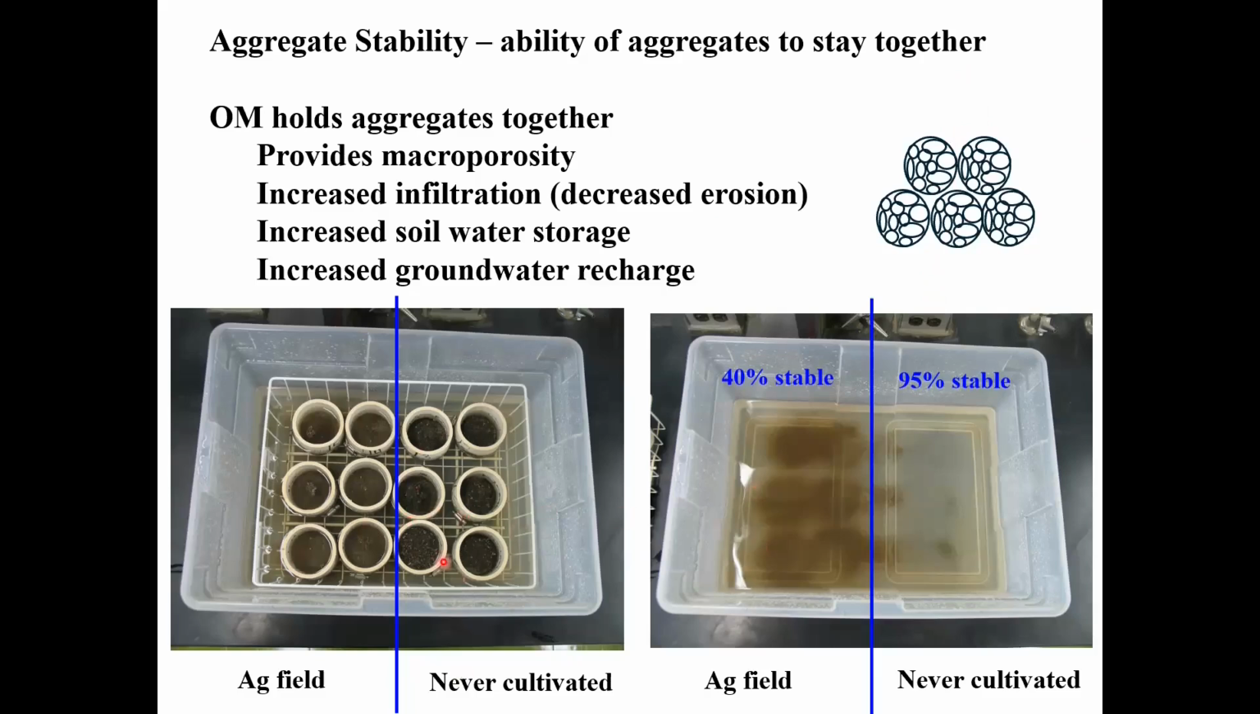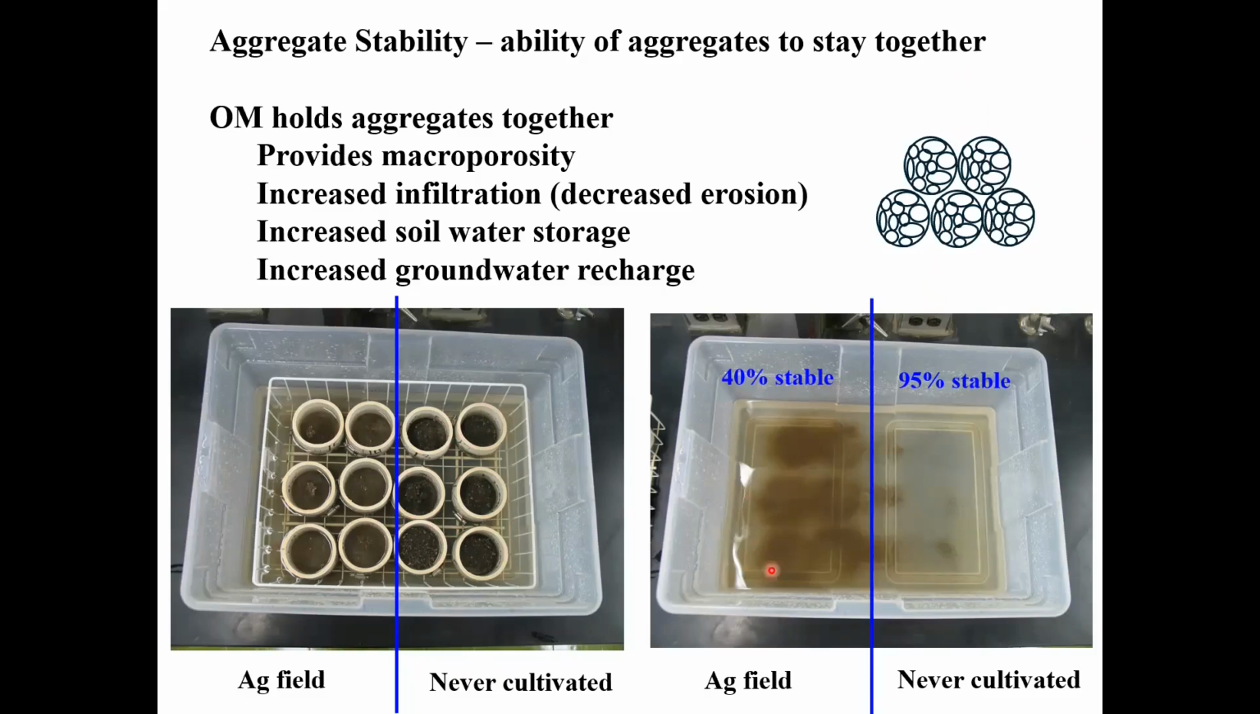These are the same soils that were in the previous picture. These are the never cultivated soils. This is just a sieve. It's just a screen. And we take them. We put, say, 10 grams of soil in each one of these. These six were from the ag field. These six were from the never cultivated area. We put them in water for a couple of minutes, and we gently wiggle the tray around.